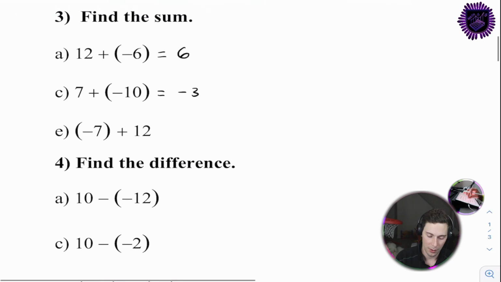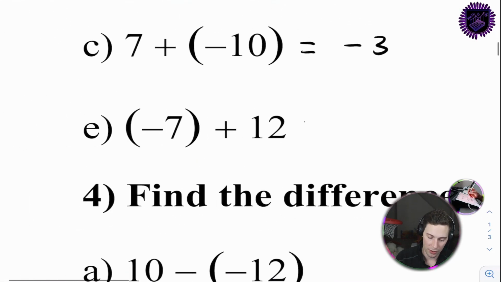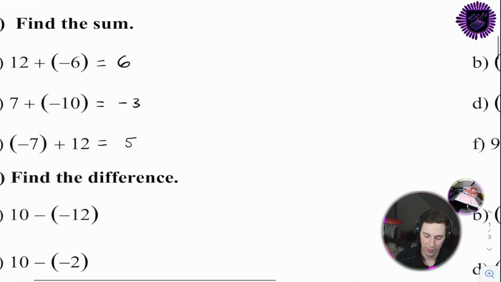Positive 2. Once again, the signs don't match. And when the signs don't match, what's the difference? The difference is 5. The larger number is a positive number, so it's positive 5.